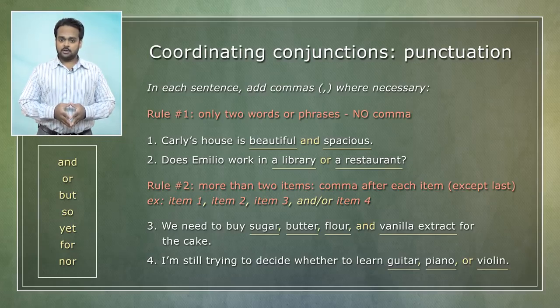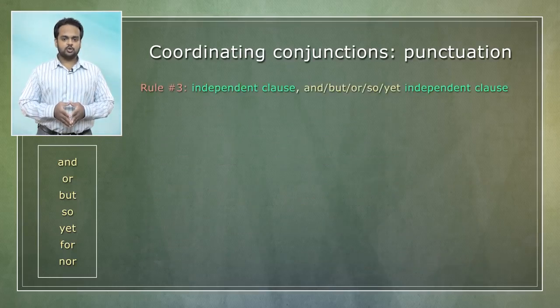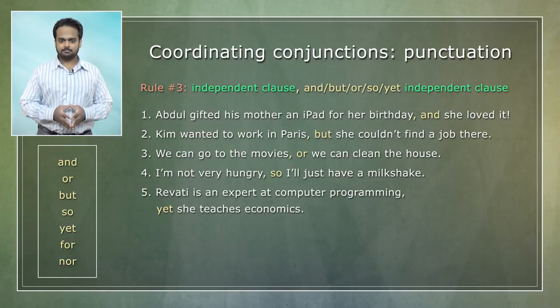Now there's another very important rule regarding coordinating conjunctions, and that is that when a conjunction connects two independent clauses, you should always put a comma after the first clause. Take a look at these examples. Look at sentence number 1. You see here that it has 2 parts.